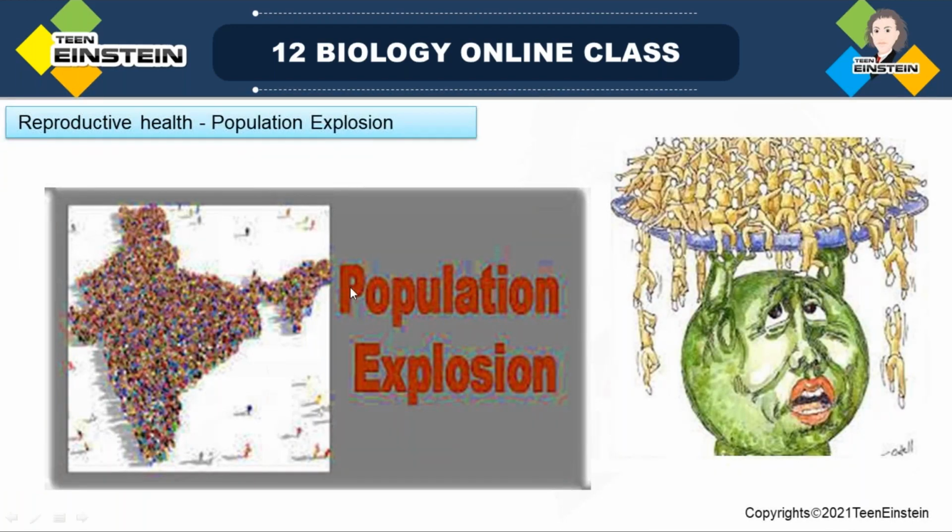Next is population explosion. We have already discussed population explosion. So what is population? Population is the total number of individuals of a species present in a particular area, at a given time, right?